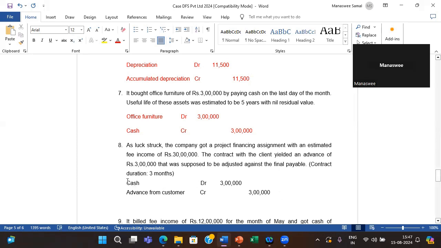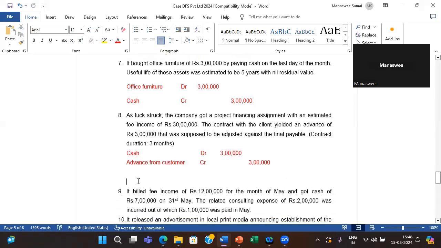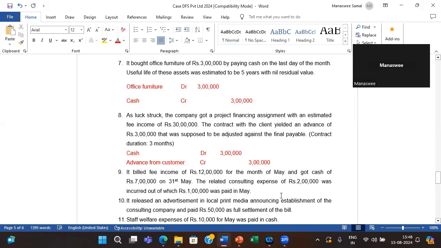When you put it in the balance sheet, of course, advance from customer has to be under current liability because this will be adjusted after a couple of months. The total contract duration is 3 months, right? So that's a liability we have recorded. Then we'll move to the next transaction.